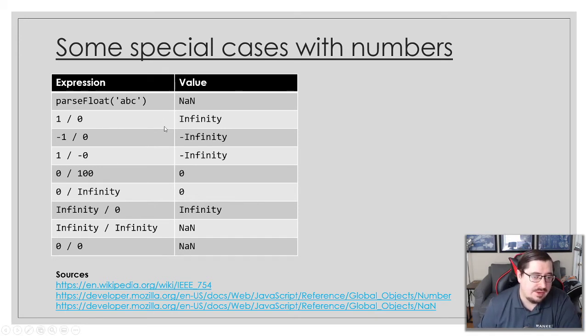So you can actually get NaN from dividing really large numbers, or you can even get it from really small numbers. That's not the only way to get NaN, though. Parsing a float is another way. You can get these values a lot of different ways.